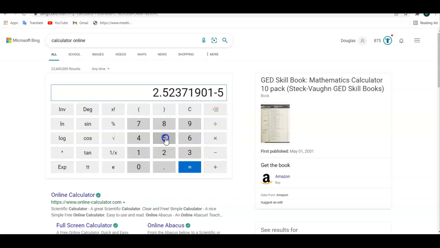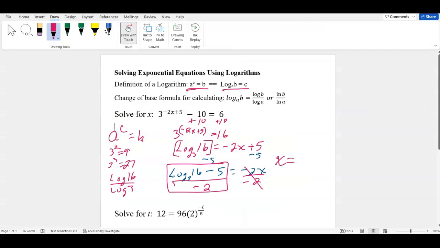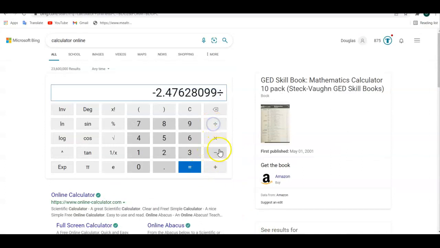Now I'm going to subtract 5 from that, because that was what the numerator said to do, right? If you take a look at that, it's log base 3 of 16 minus 5, and I get that answer. And now that answer divided by negative 2. Now again, you can't really put negatives into most calculators by pushing the subtraction sign. There is usually a plus minus key in there somewhere, a change of sign key. But in this computer calculator, you can use the subtraction sign as a negative. That normally can't be done. But anyway, there's our answer, 1.238. If we just went out 3 places, it would round to 1.238.